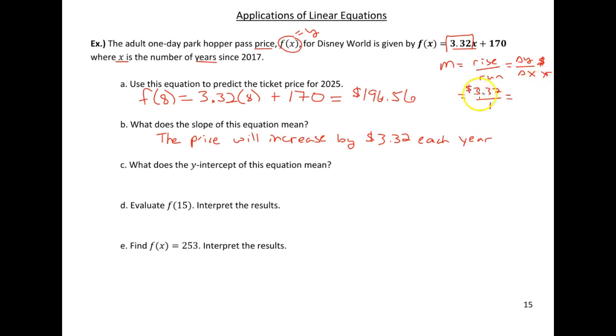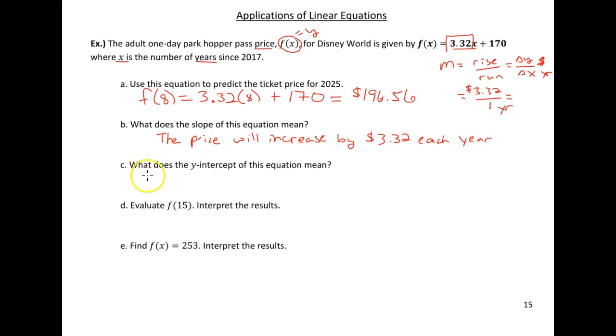So this money is $3.32 positive, so increasing per 1 year. It's increasing $3.32 per year. That's how I pull out that information. It's all about the slope, rise over run. The y value was price, the x value was years, so the change is happening in price per year, and I just put that over 1 to make it a fraction, because it wasn't in fraction form.